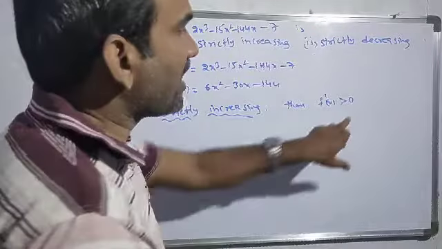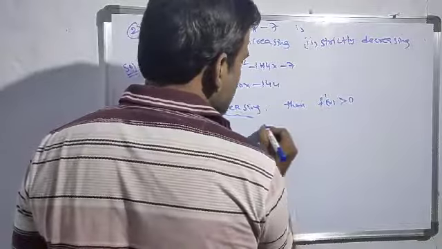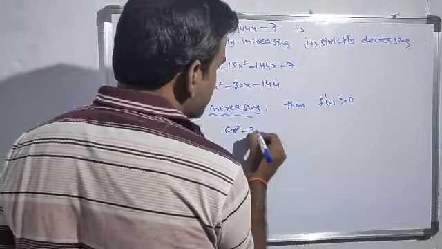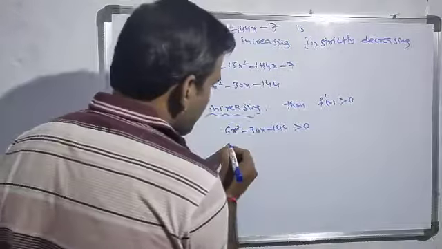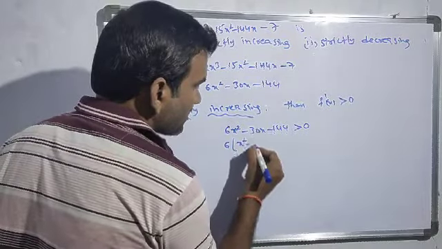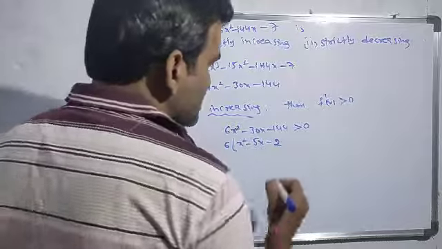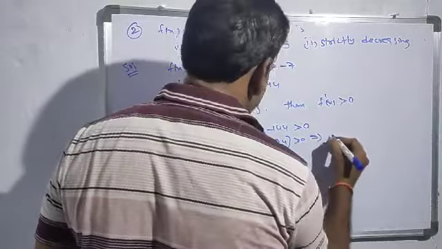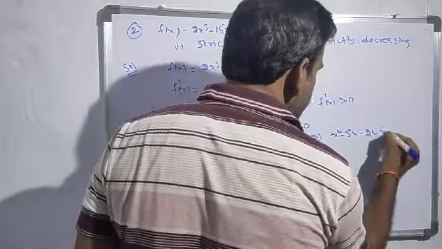If it is increasing, we have to take greater than or equal to 0, right? So 6x squared minus 30x minus 144 greater than 0. Here I can take the 6 as common: x squared minus 5x minus 24 greater than 0.